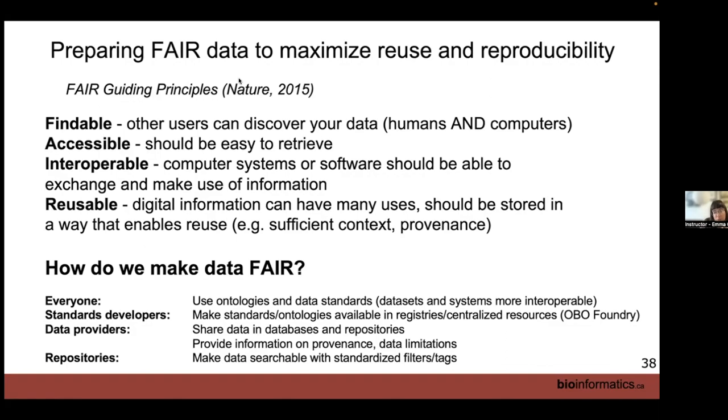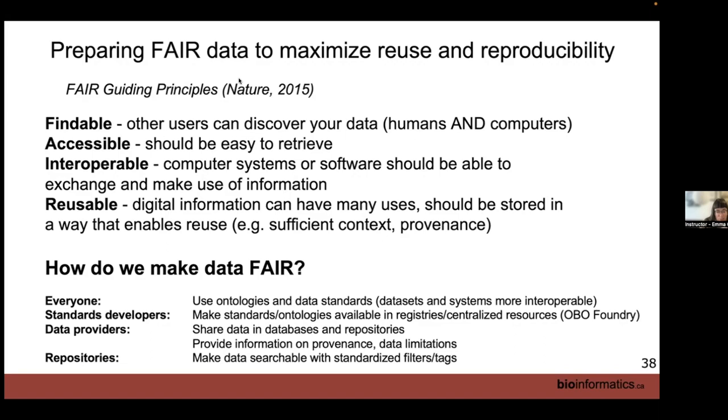And finally, reusable. So digital information like sequencing and contextual data can have many different uses. And in order to maximize the utility of the data, there should be enough context provided about how the sequence was generated, where it came from, how to contact people for follow-up, et cetera, if you need more information. All of that needs to be included so that you can use the data for different kinds of studies.